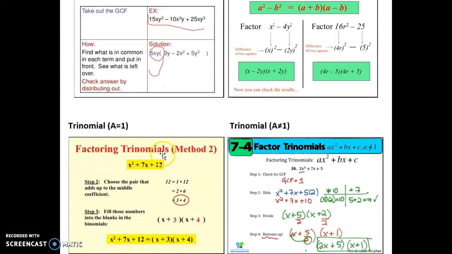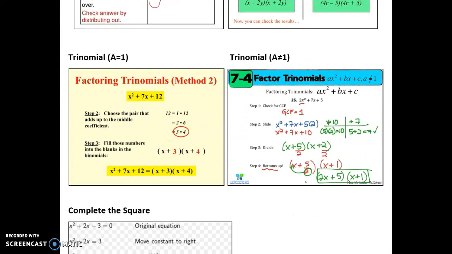The third question you ask yourself is whether or not it's a trinomial. Holy cow, this video's all messed up. My phone was ringing. I can't draw my line straight.